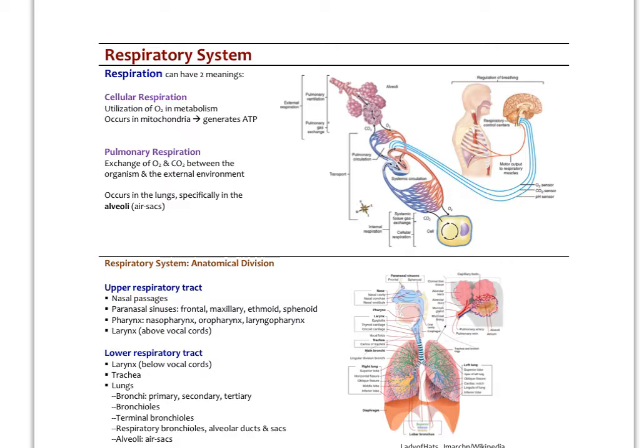So respiration can really have two meanings. What most people think of as respiration is pulmonary respiration, and that's the exchange of oxygen and carbon dioxide between the human being, in this case, and the environment. That occurs in the lungs, specifically in the air sacs, called the alveoli. Importantly, most of the tubes in the lungs, where the air is conducted from the outside into the alveoli, are part of what's called the conducting zone. They don't actually exchange gases. So gas exchange happens at the alveoli only.